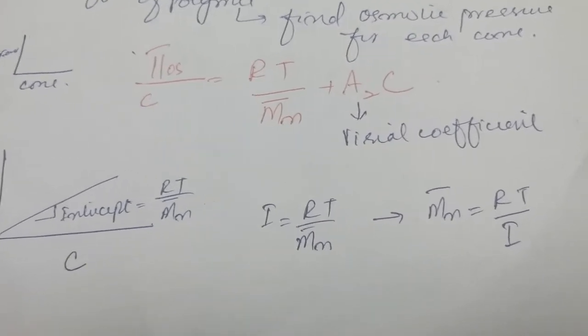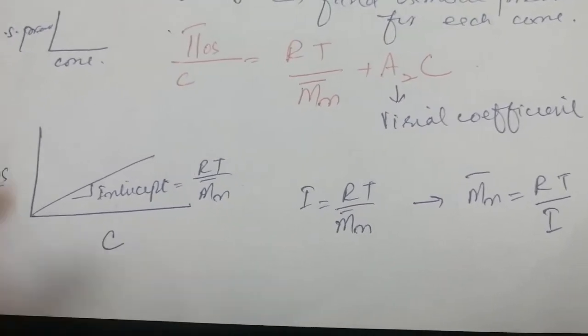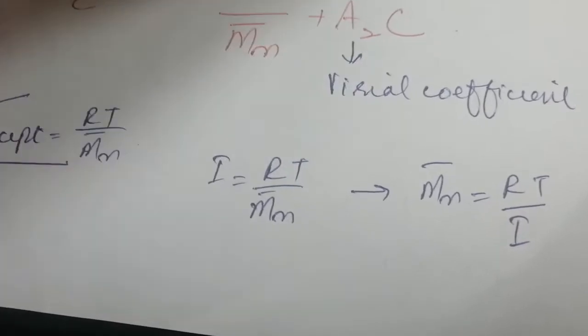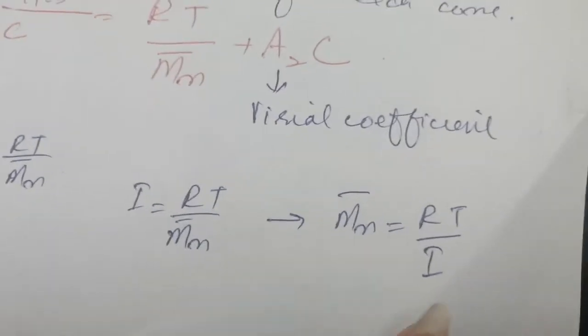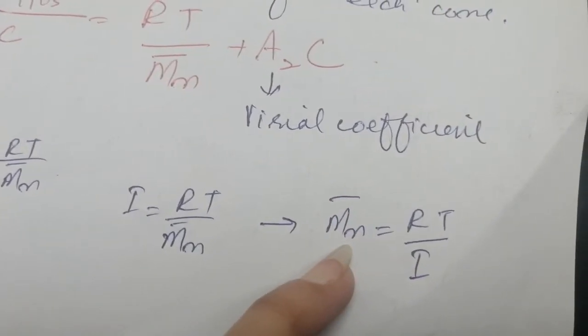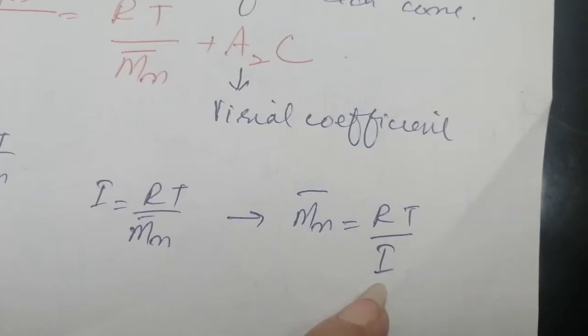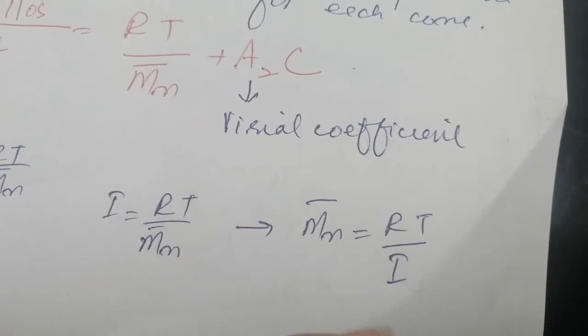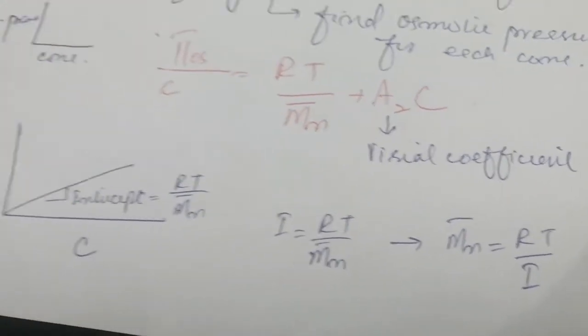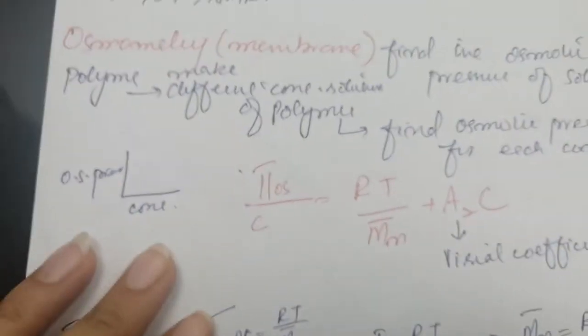And with the help of the intercept, the intercept is equal to RT over Mn, and by rearranging the formula, we can place the molecular mass on one side and the intercept on the other, right? So by rearranging the formula, we can find the Mn value through the intercept of this graph.